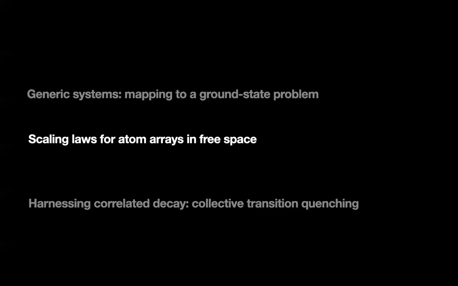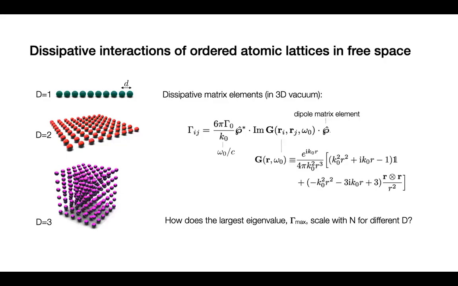Okay, so now that we have scaling laws, let's use them for arrays in free space. It's very easy. You take these arrays that are ordered lattices with small lattice constant d, of different dimensions, 1, 2, 3, in 3D free space. Then I build this decoherence matrix, or dissipative matrix, which is trivial because it's vacuum, so it's just given by the imaginary part of the Green's function that has this form.